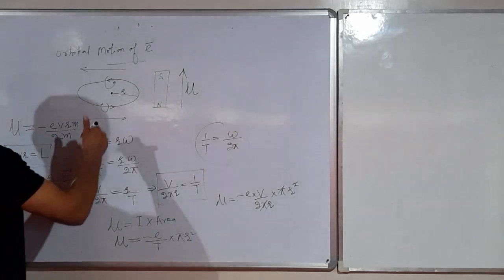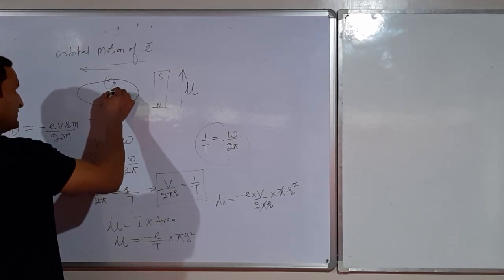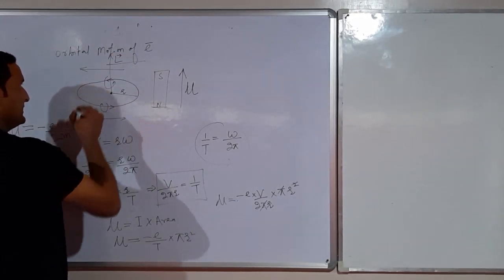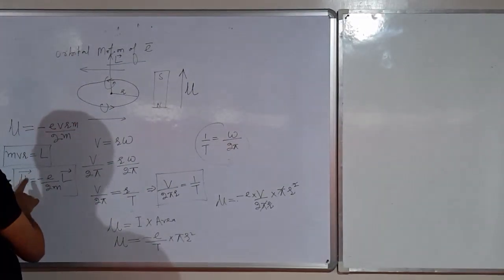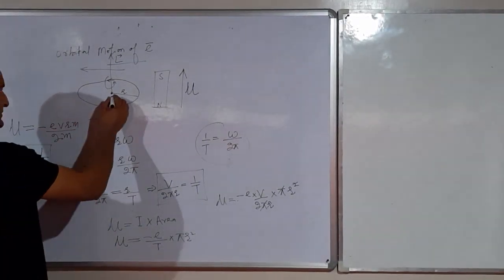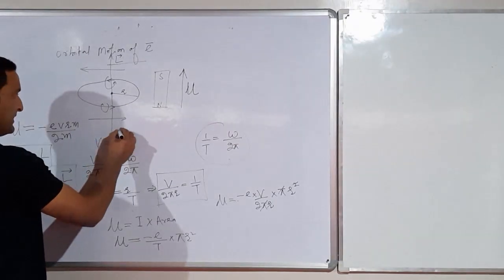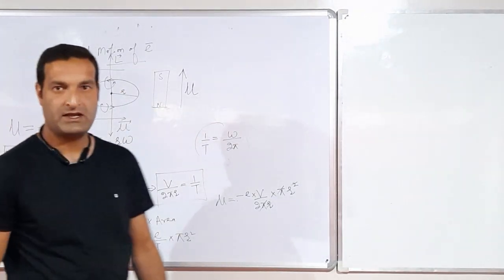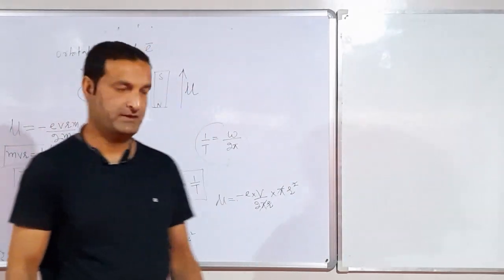Here you see the direction of the angular momentum vector is along this direction, that is L. The magnetic moment will be opposite because of the negative sign here. So the magnetic moment will be opposite to the direction of the orbital angular momentum.